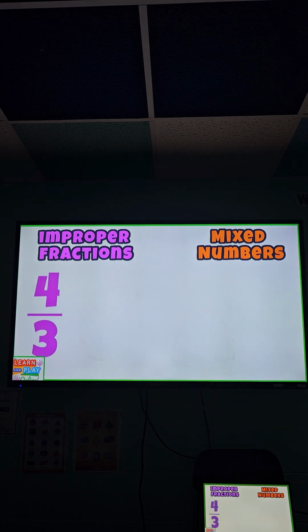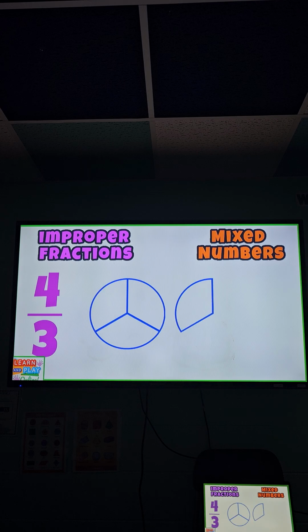Let's look at the fraction 4/3. We know that this is definitely an improper fraction because the numerator is greater than the denominator. The numerator 4 tells me that I have 4 equal parts of something, and the denominator 3 tells me that the whole was divided into 3 equal parts. Here is what it would look like as a visual representation. You can see that there are 4 equal parts and that the whole was divided into thirds.